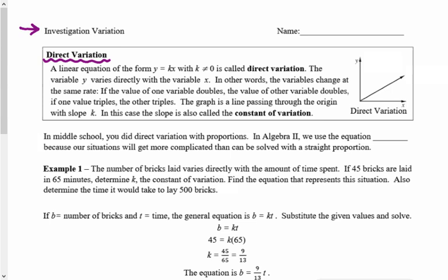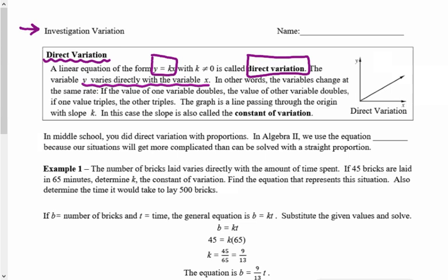A linear equation of the form y equals kx, where k is not equal to 0, is called direct variation. The variable y varies directly with the variable x. In other words, the variables change at the same rate. If the value of one variable doubles, the value of the other variable doubles. If one value triples, the other variable triples.